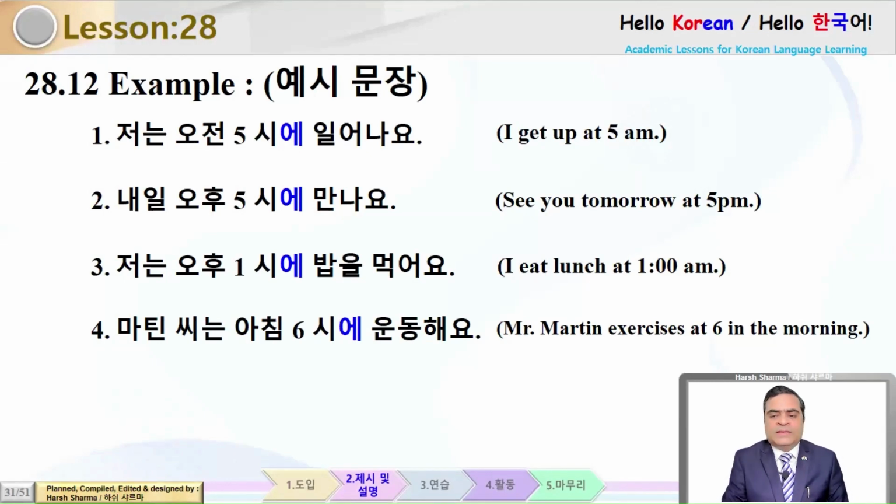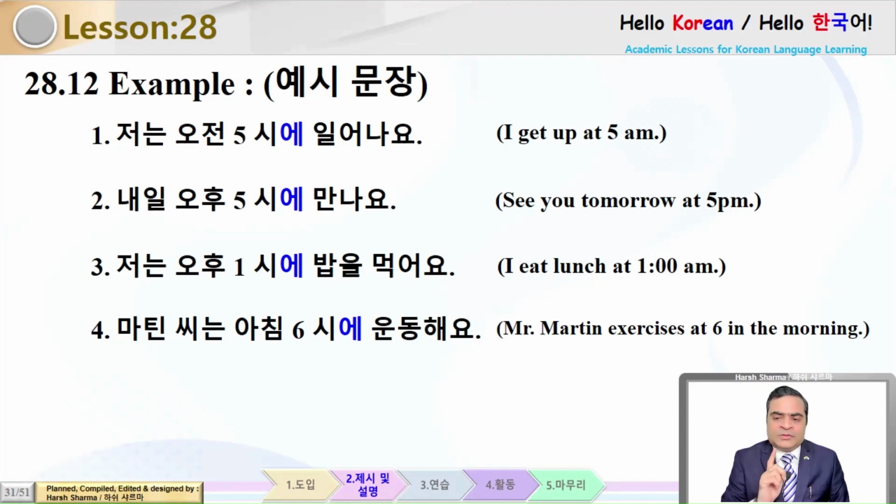Yes. Now it's time to do some more understanding by seeing these example sentences. Number 1 is 저는 오전 5시에 일어나요. Meaning is I get up at 5 a.m. I wake up at 5 a.m. Number 2, 내일 오후 5시에 만나요. Number 3, 저는 오후 1시에 밥을 먹어요. And number 4, 마틴 씨는 아침 6시에 운동해요.